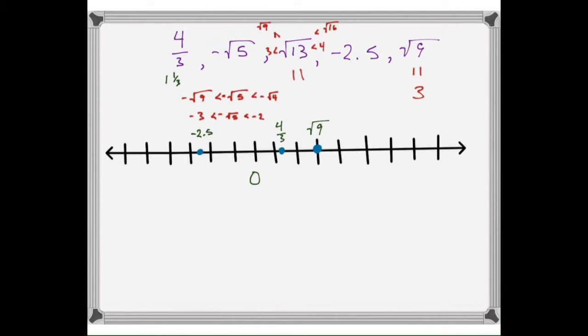All right, negative radical 5 we said is between -2 and -3. What's it closer to? -2. The question is, is it between -2 and -2.5 or -2.5 and -3? That's what we think. Open up your calculator. Tell me what radical 5 is.